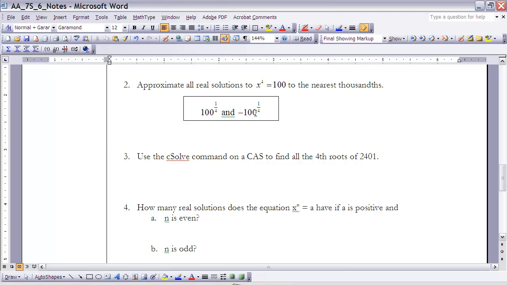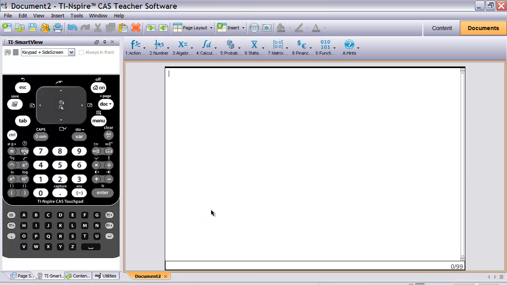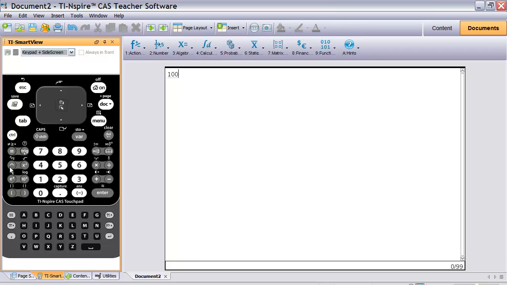To find those, we can put them into our calculator. I'm going to enter 100, and then raise it to the 1/4 power. I'm going to use my arrow up to raise it to a power, and then you can hit Control and then divide, and you'll get your fraction key. So we got 1/4 there. And then if I hit enter, it gives me that.